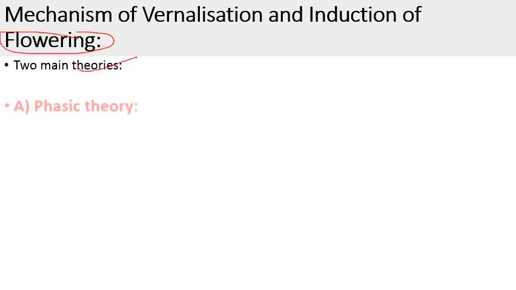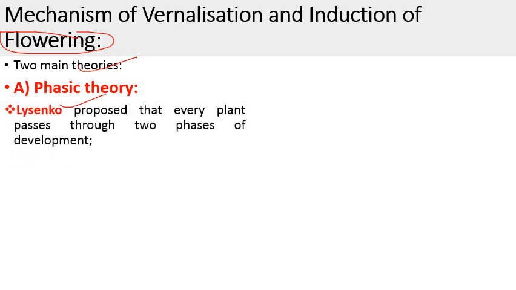Next is mechanism of vernalization and induction of flowering. So there are two main theories. One is the phasic theory. The basic principle of this theory is that there are two phases in a plant's life cycle. One is thermophase, which is required for the vegetative growth, and then comes the photophase, which is important for initiating the flowering process. So Lysenko proposed this theory that every plant passes through two phases of development.